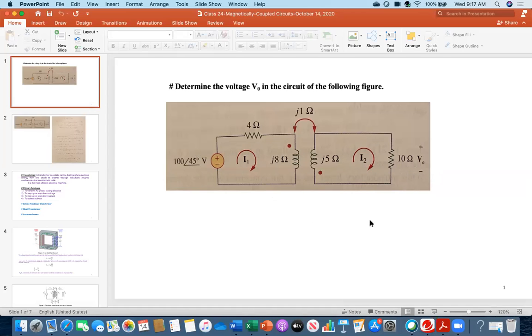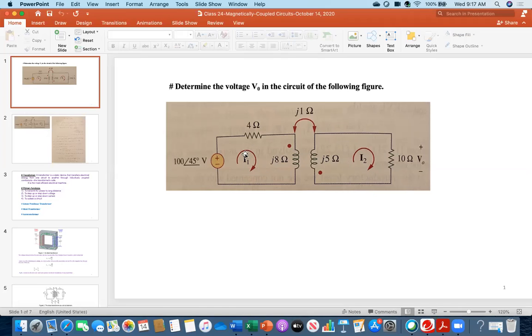At the beginning, everybody, can you write down two equations? What should be the equation for this loop? Apply KVL here, and apply the voltage law here including I2. Write down two equations, everybody, and then you see what you can do.